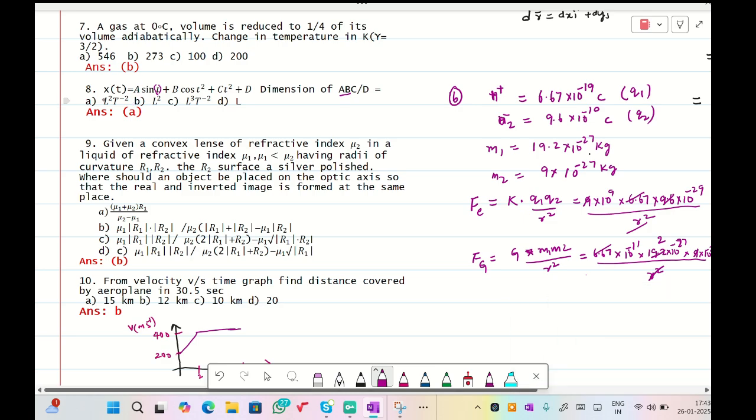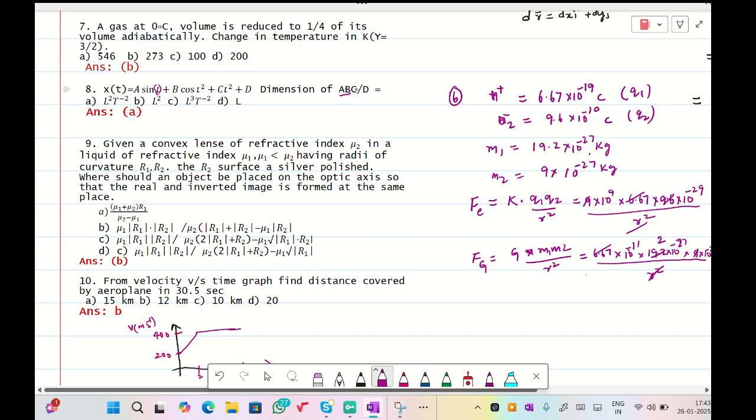And here the A dimension, X is the displacement. The displacement of a simple harmonic motion is represented like this. So now ABC into D, ABC by D. D is equal to L, it will come automatically. C is equal to L T power minus 2 coming. B is equal to L only, A is also L only.